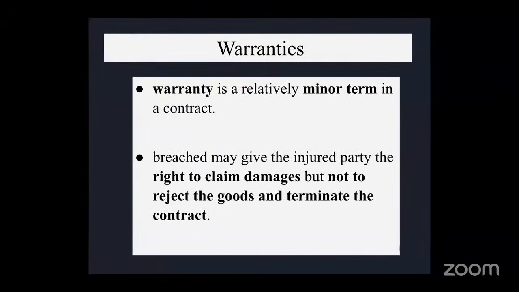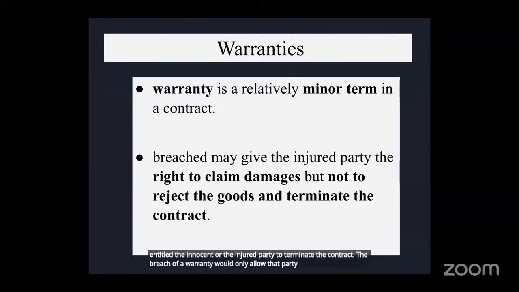The next one is warranties. What are warranties? Warranties are the minor terms, right? The less important terms. The breach of a warranty would not entitle the innocent or the injured party to terminate the contract. The breach of a warranty would only allow that party to ask for damages. It's important that you know the difference. The breach of a condition would entitle the other party to terminate the contract and also ask for damages. The breach of a warranty would not entitle the other party to terminate the contract.